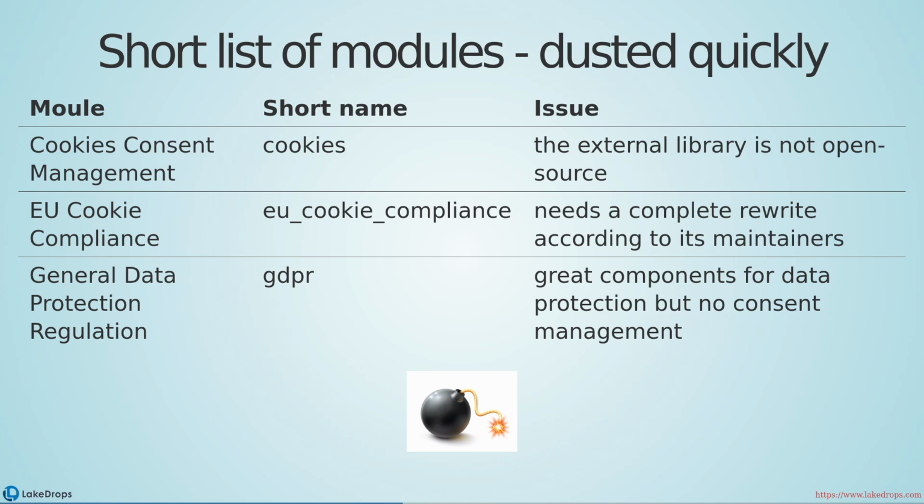And then there was the GDPR module, also with a name not really usable. But it also turned out it doesn't come with consent management. It has some interesting bits and pieces with regard to data protection, but not for our first phase, so that didn't work either. So we were really frustrated, and it looked like we may well fail and not be able to deliver what we were supposed to deliver for CMS 1.0.